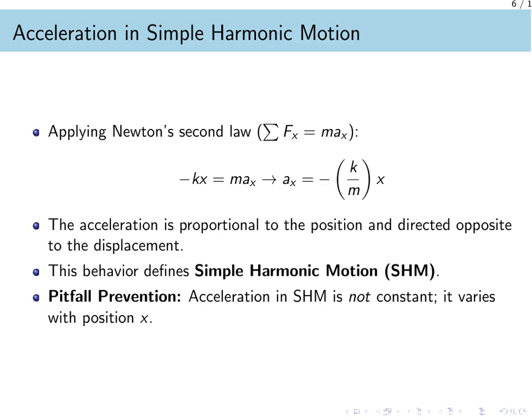By applying Newton's second law, which states that the sum of forces equals mass times acceleration, we can determine the acceleration in simple harmonic motion. Substituting the spring force into this equation shows that the acceleration equals the negative of the spring constant divided by the mass, all multiplied by the position. This tells us that acceleration is proportional to the position and directed opposite to the displacement. A key point to remember is that acceleration in simple harmonic motion is not constant. It varies continuously as the position of the block changes.